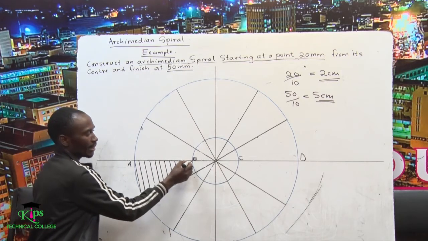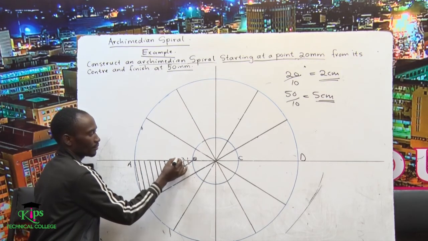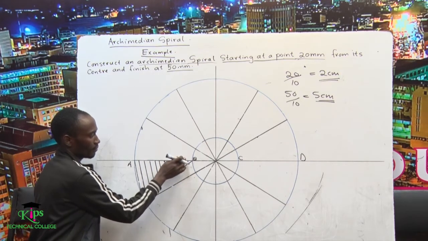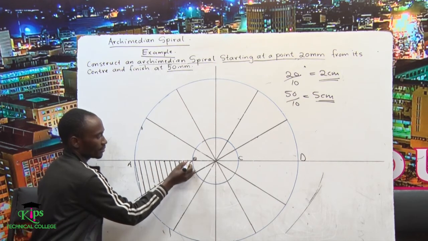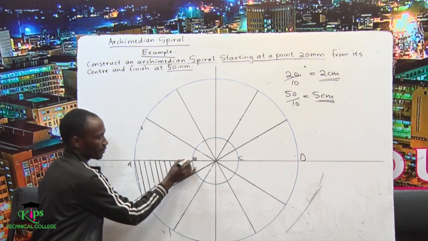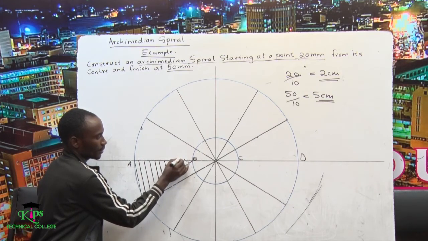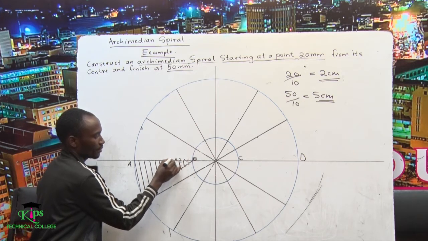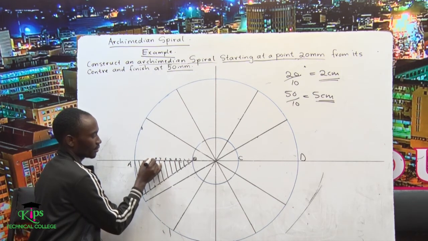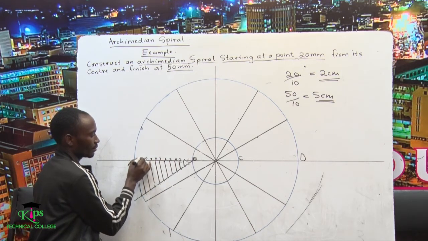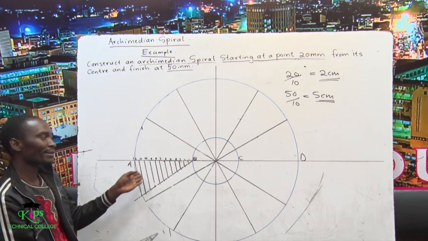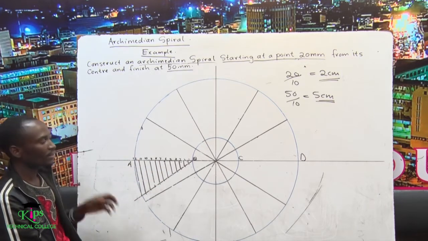So now let me label them. We have 1, 2, 3, 4. Let me use this side. 1, 2, 3, 4, 5, 6, 7, 8, 9, 10, 11, 12. So in this case, I have subdivided this particular line into equal parts.